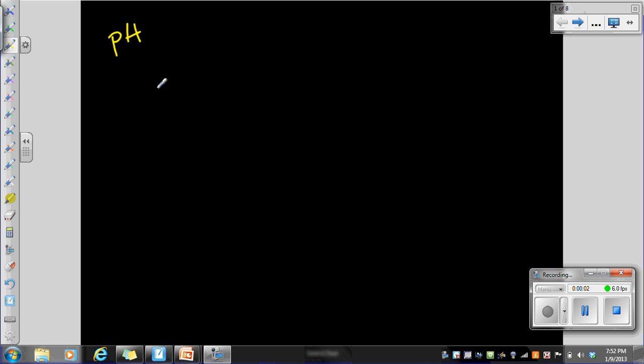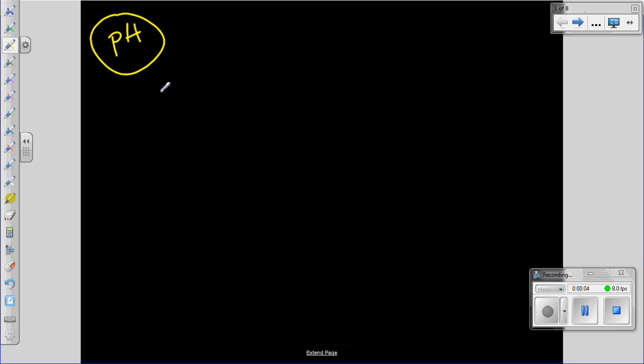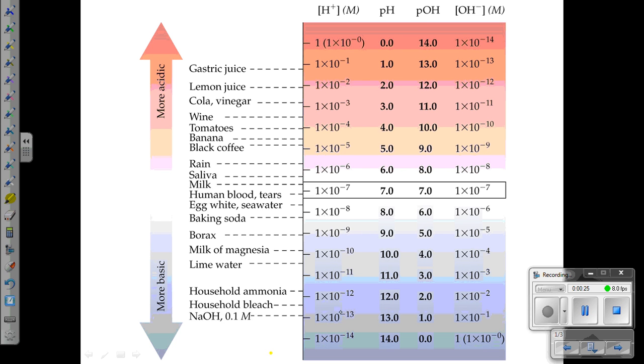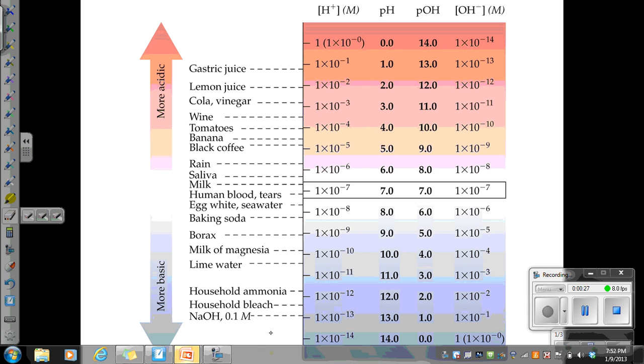All right, so this video is about pH, and pH is an expression of solution acidity, so it tells us how acidic a solution is. And if you remember maybe from Chem 1, this is a pH scale, so this is in your book.